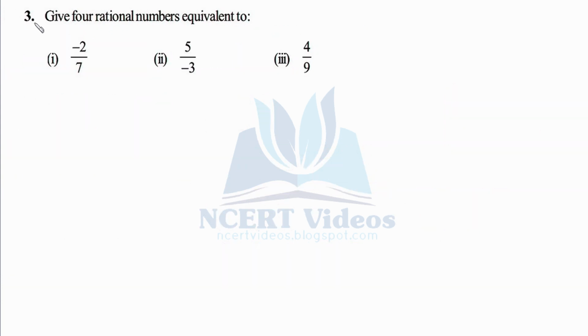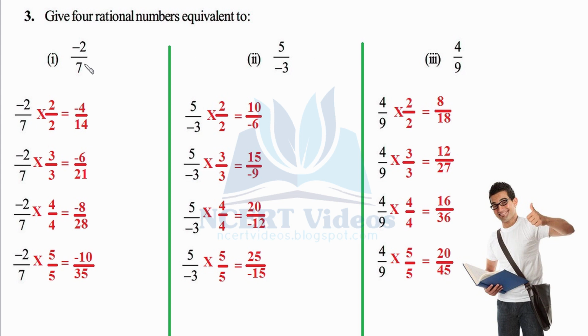Question third. Give 4 rational numbers equivalent to. First, minus 2 over 7. So first of all, you write the base value. Now this is the only value here, the rational number minus 2 over 7. We have to find 4 rational numbers equivalent to this. So what is equivalent, first of all?